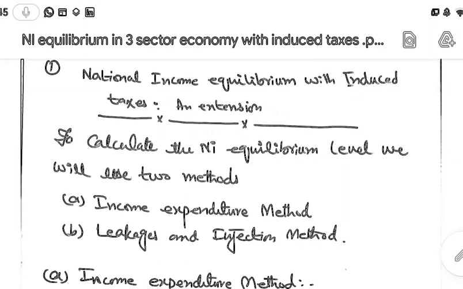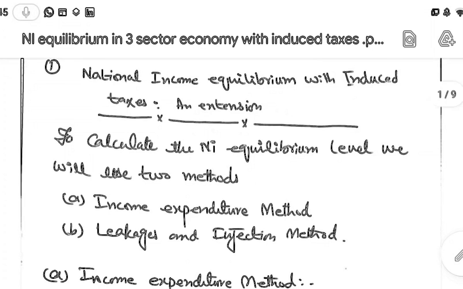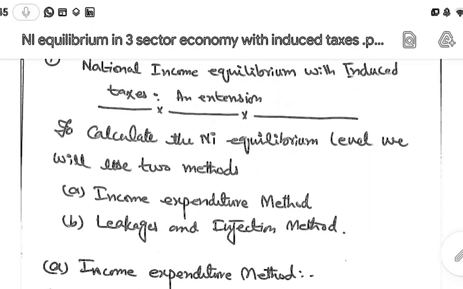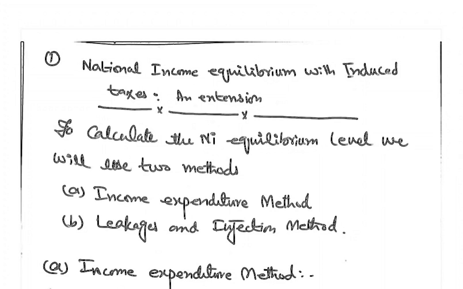We have derived the national income equilibrium formula with both income and expenditure method and the leakages and injection methods. Today again, by including the induced taxes in our national income, we will derive the national income formula with both income and expenditure method and leakages and injection method. First, we will derive the national income formula with income and expenditure method, and then we will derive the national income formula with the leakages and injection method. Let's go to the slides now.